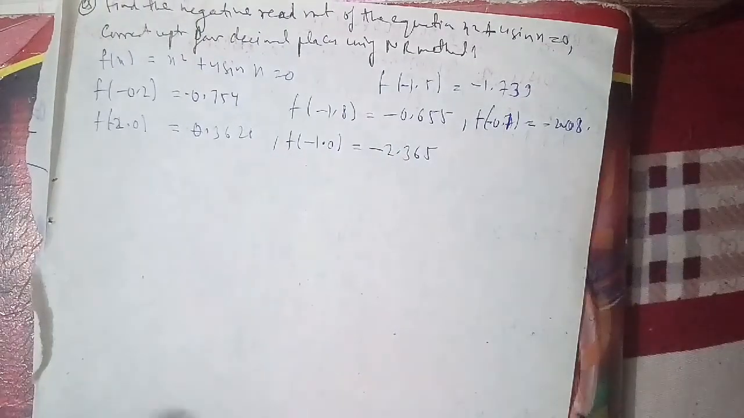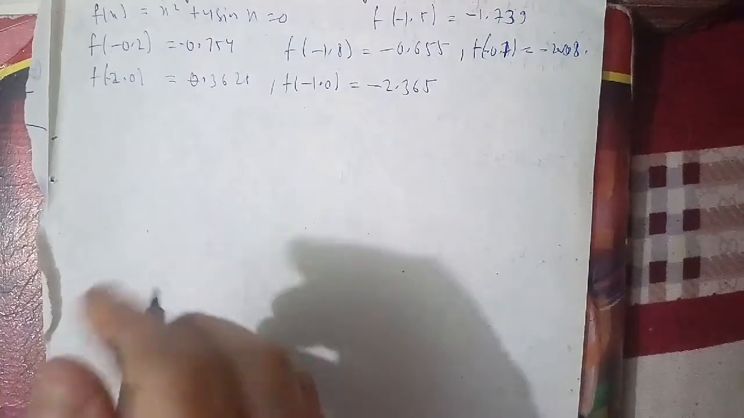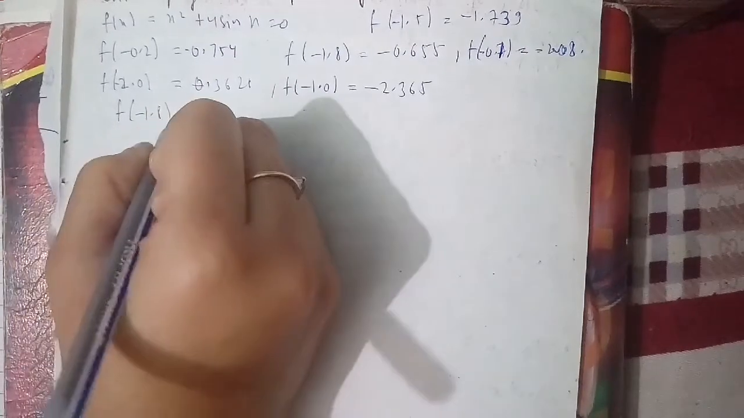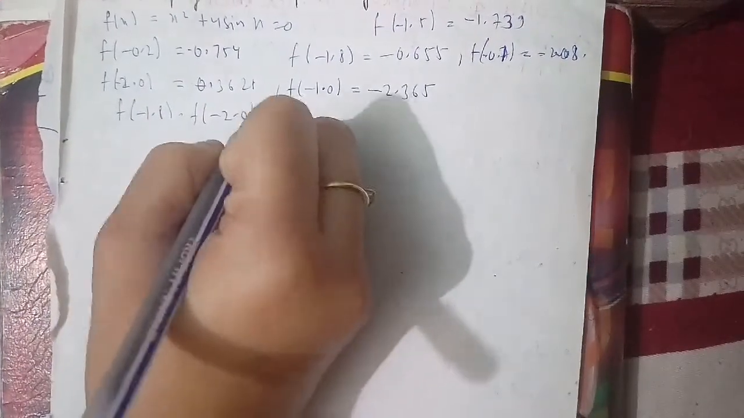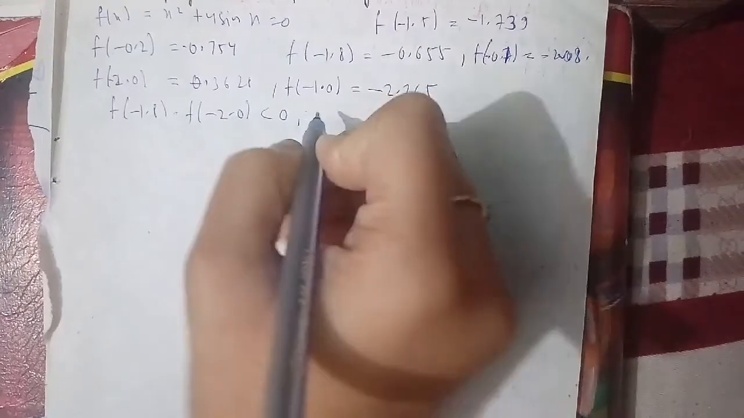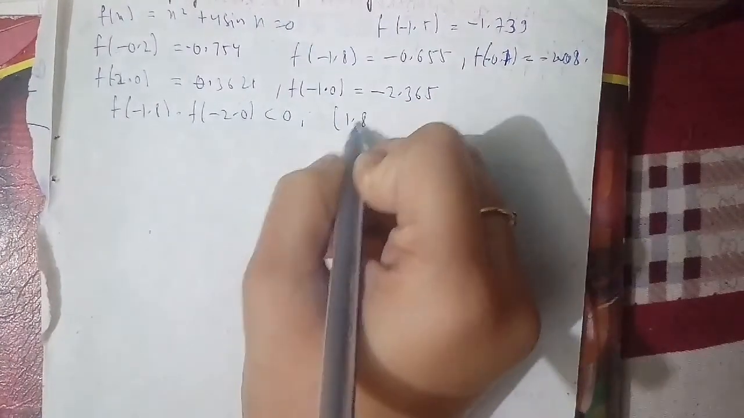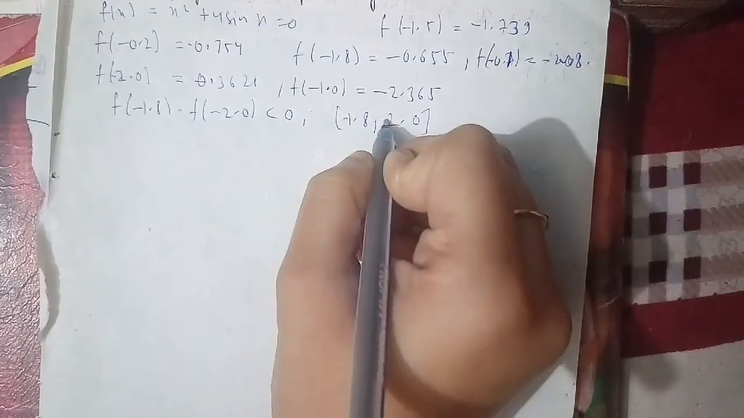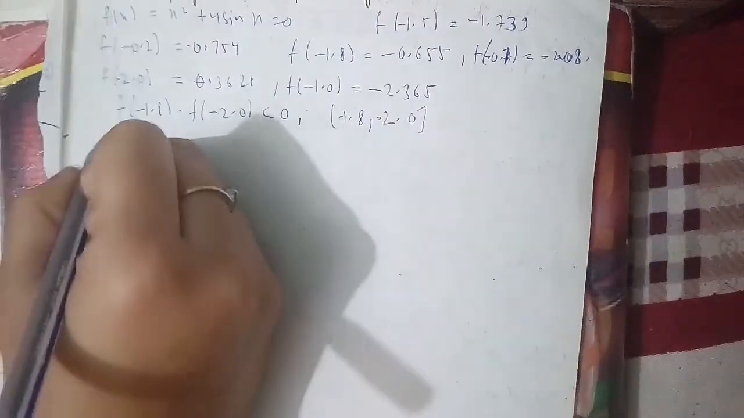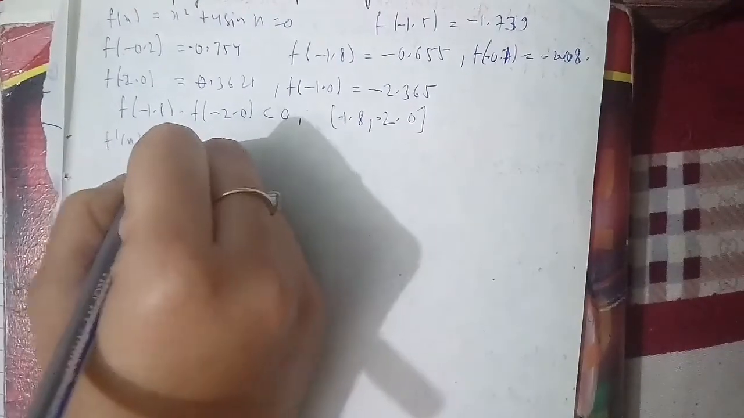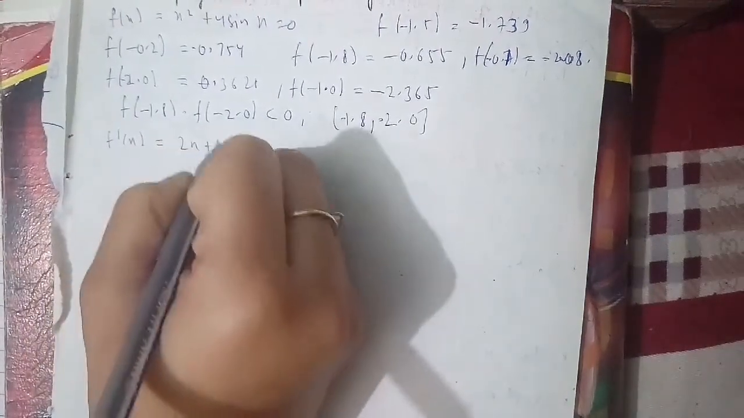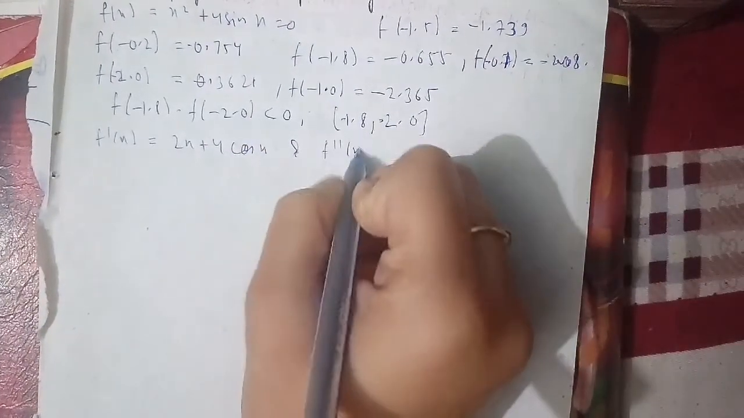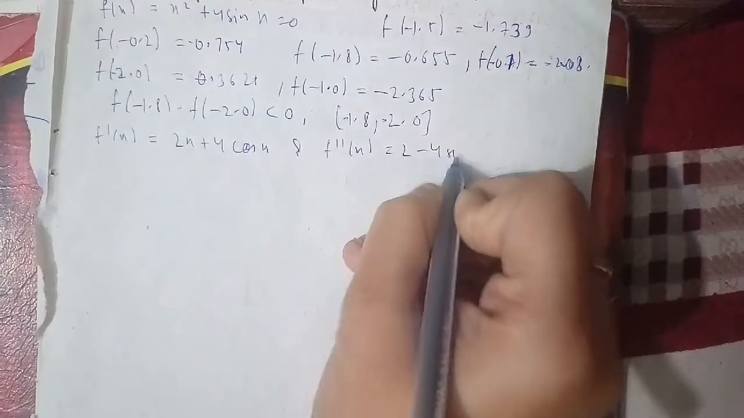Okay, now here we have minus 1.8 multiplied by f of minus 2.0 less than 0. So hence the root lies between minus 1.8 and minus 2.0 here. So for that, f dash x is equal to 2x plus 4 cos x, and f double dash x is equal to 2 minus 4 sin x.